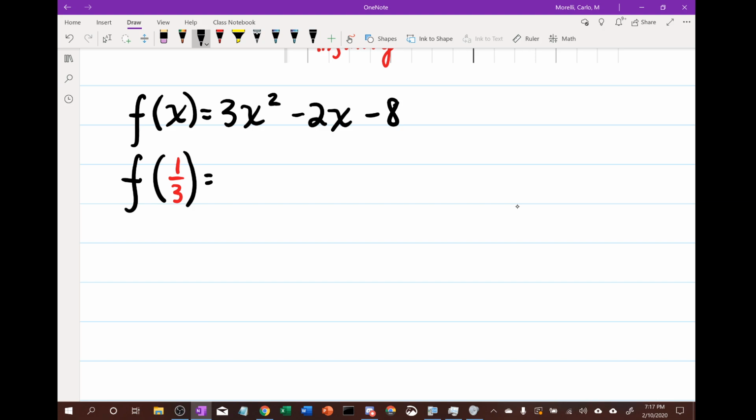Okay, it's anybody's game now. What do I write? 3 open parentheses 1/3 close parentheses squared. Correct? Okay.